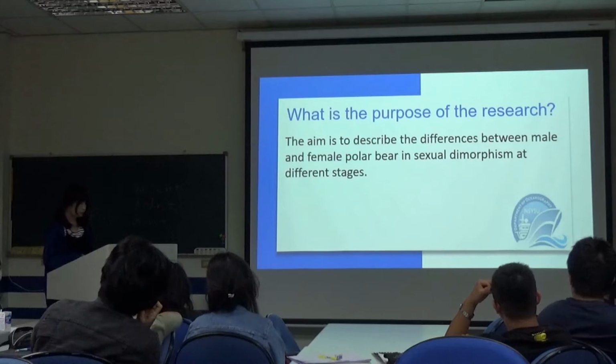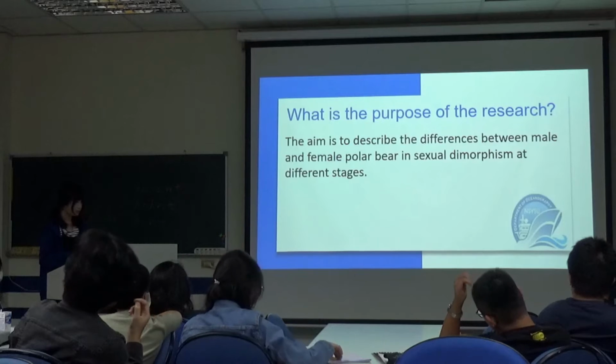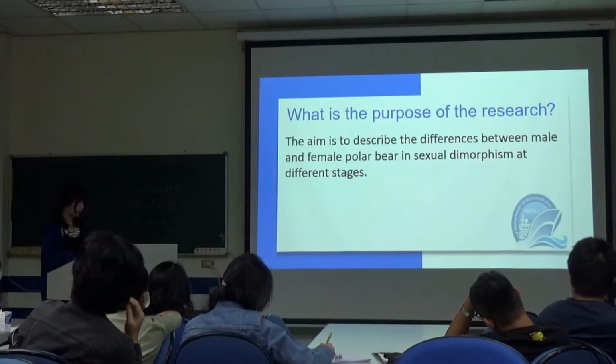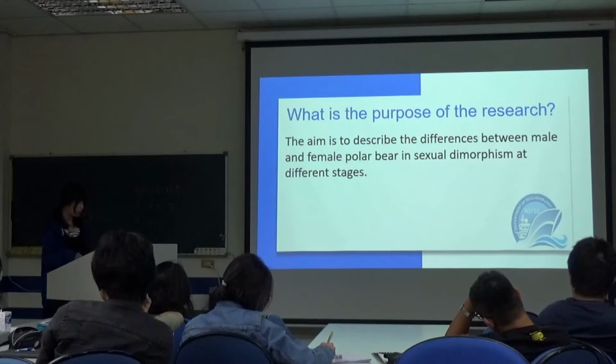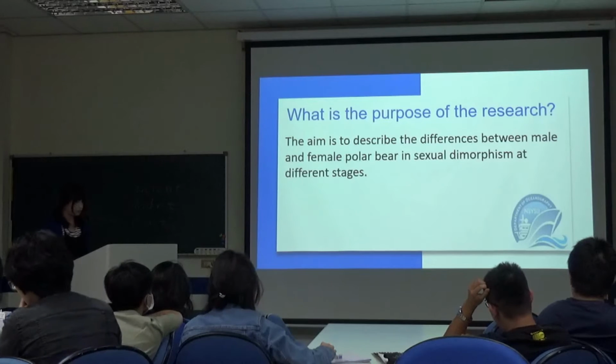What is the purpose of the research? The aim is to describe the difference between male and female polar bears in sexual dimorphism at different stages.